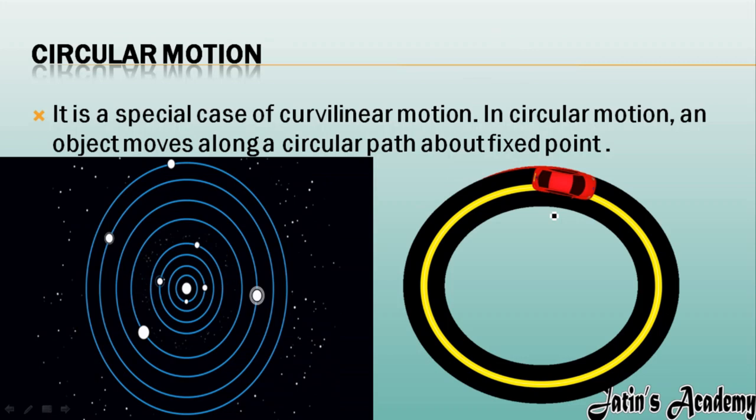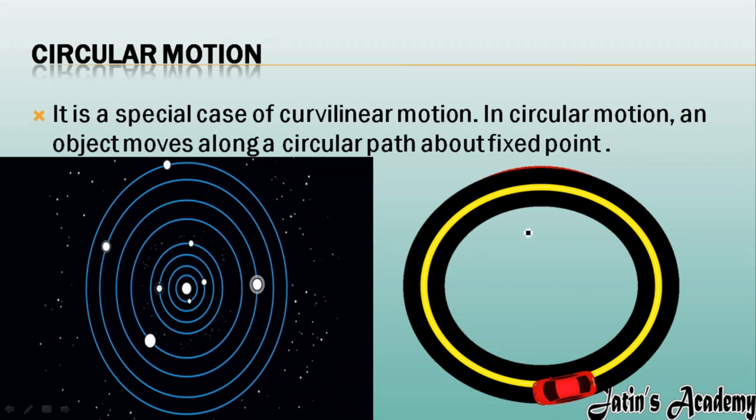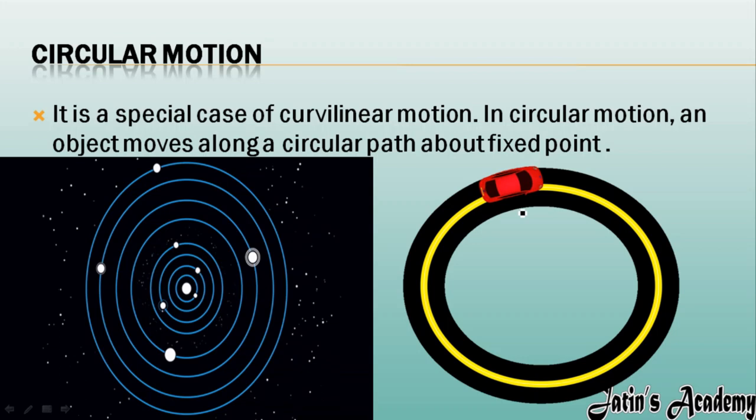So next, see, for example, this car is moving along this fixed point. This is a fixed point along which this car is moving. So this car is showing which motion? Circular motion. Okay. Next we are having the next kind of motion, that is rotatory motion.